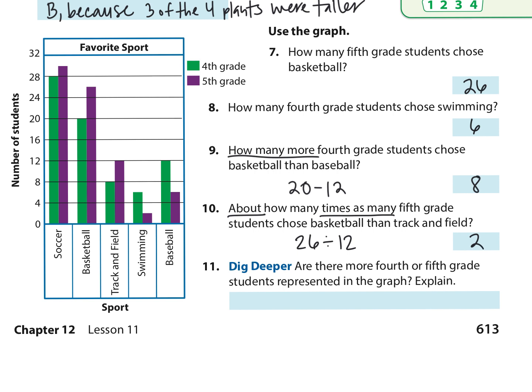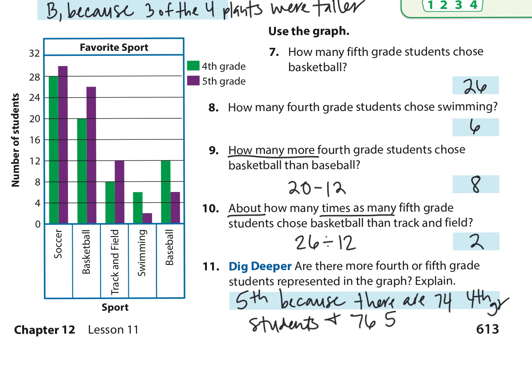And then the last one, are there more 4th or 5th grade students represented in this graph? Explain. 5th grade, because there are bigger numbers for a lot longer. I'm just going to give you exact numbers: there are 74 4th grade students and 76 5th grade.